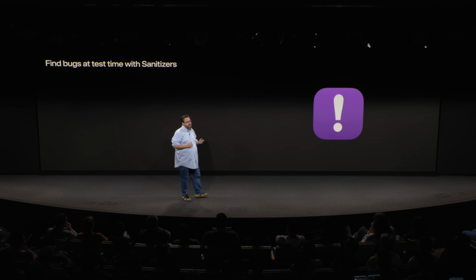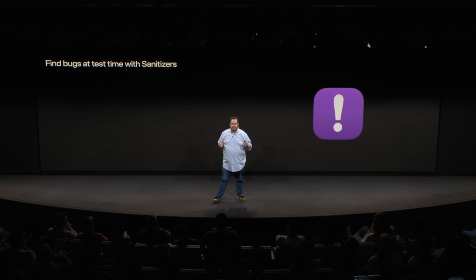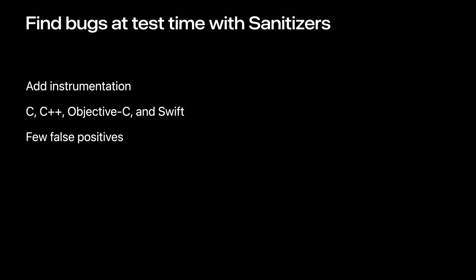The first bug finding tools I'll go over are the sanitizers. They recompile your app with extra instrumentation that helps find bugs as the app runs. They work for C-based languages and Swift. And what's great about the sanitizers is that they have very few false positives. If the sanitizers report a bug, there is a bug.